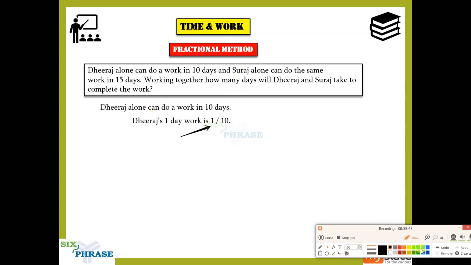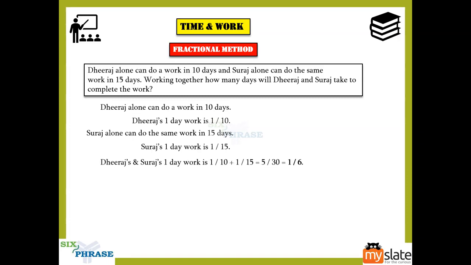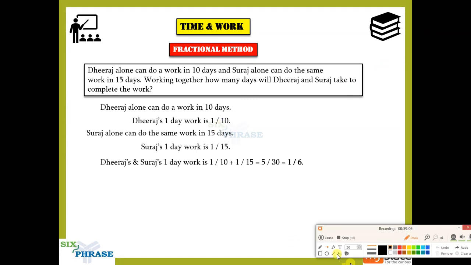So let's see what happens to Suraj. Suraj does his work in 15 days. So his 1 day's work is 1 by 15. Now, Dheeraj and Suraj in 1 day will do how much work? This is Dheeraj's 1 day work, 1 by 10. This is Suraj's 1 day work, 1 by 15. So Dheeraj and Suraj's 1 day work is nothing but this plus this. So we'll add 1 by 10 plus 1 by 15.